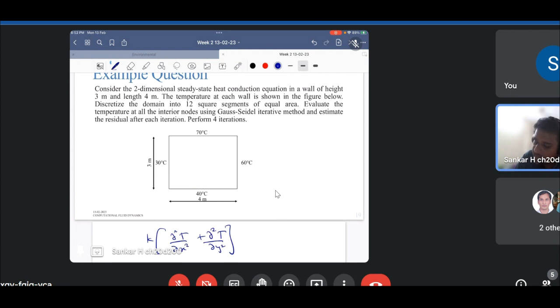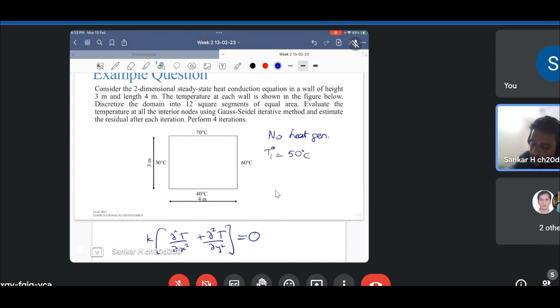So, I'm just giving you a couple of other pieces of information. There is no heat generation anywhere, so you can equate this to zero. The rest of them is already given. Steady state heat conduction equation. And one more thing is the initial guess at all points. Assume that to be 50 degrees Celsius if you want.